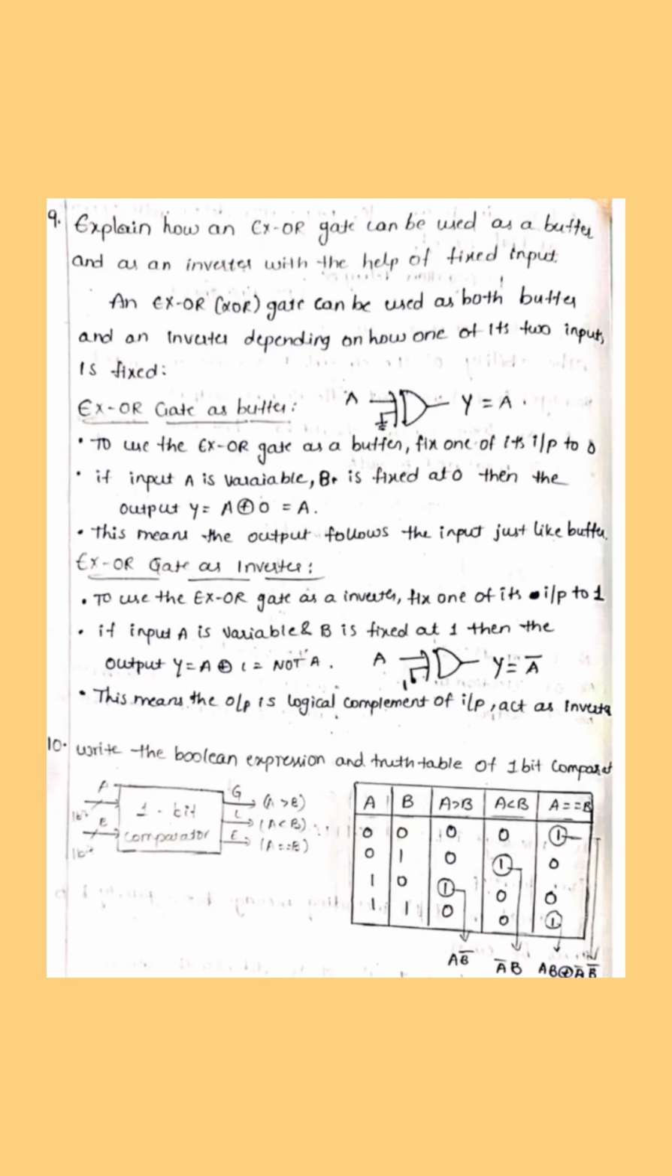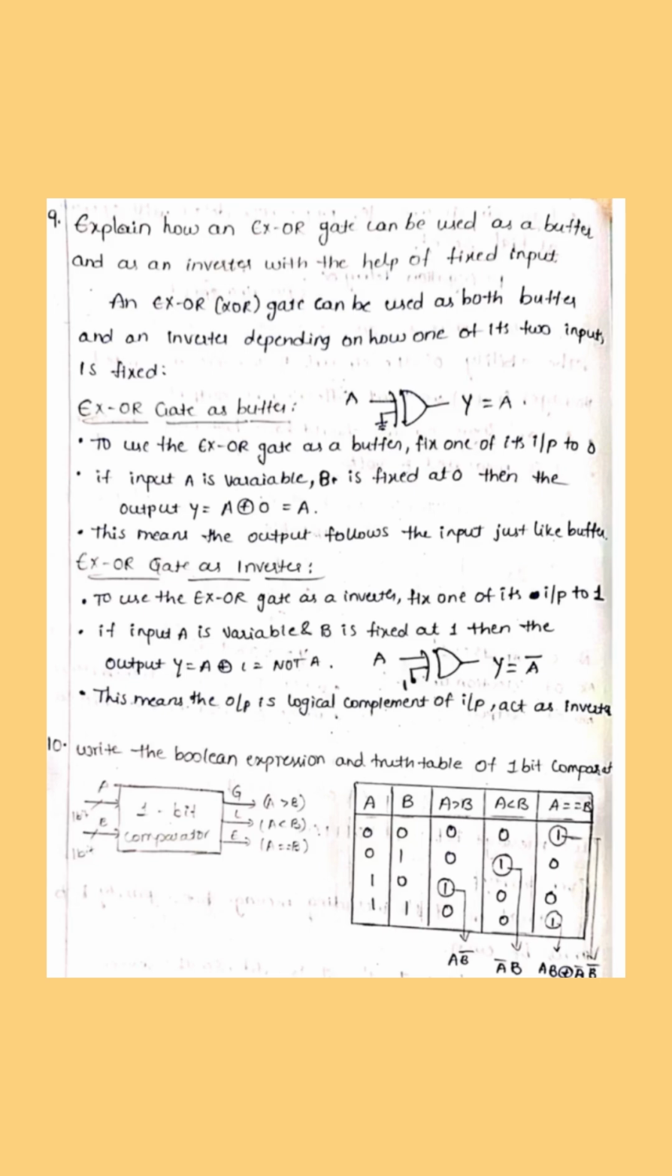Now the next question, the 9th question: explain how an exclusive OR gate can be used as a buffer and as an inverter with the help of a fixed input. An exclusive OR gate can be used as both buffer and inverter depending on how one of its inputs is fixed. First let us see the exclusive OR gate as a buffer. You can see the exclusive OR gate where one input is A, the second input is connected to ground, and Y equal to A.